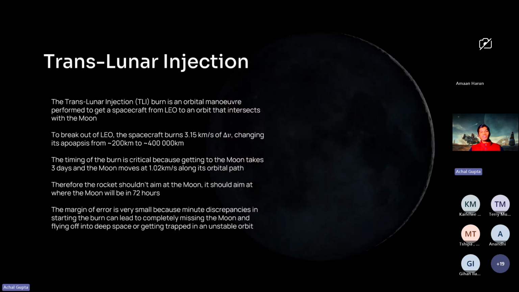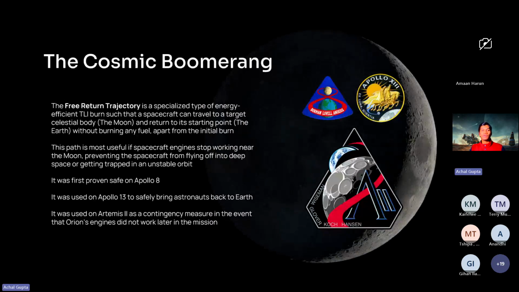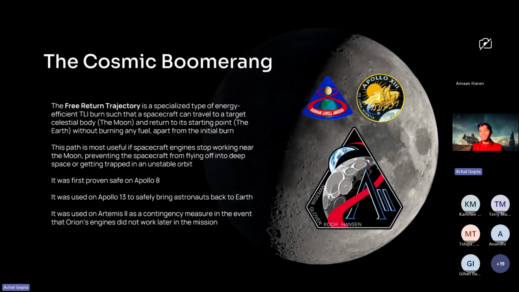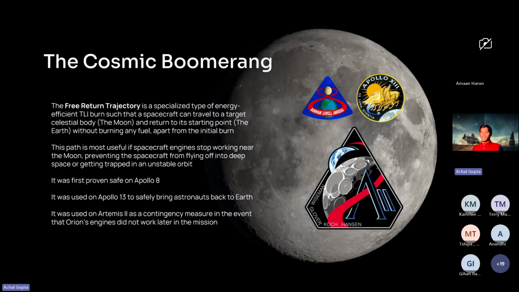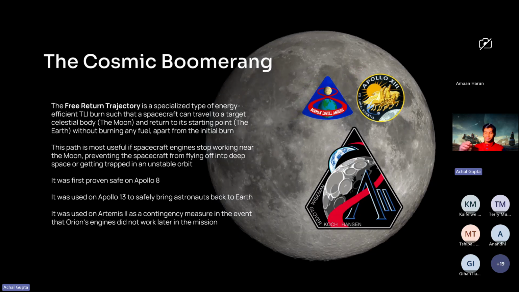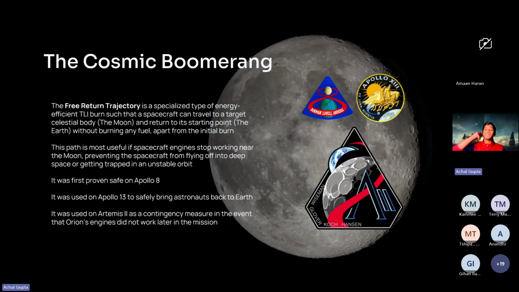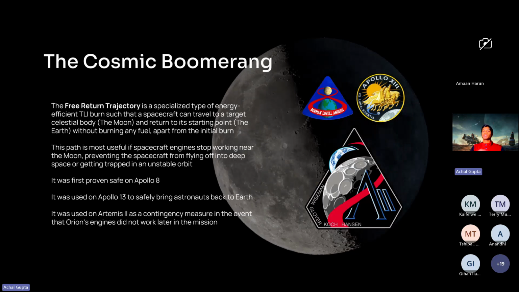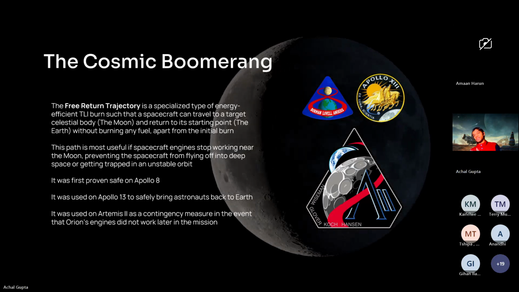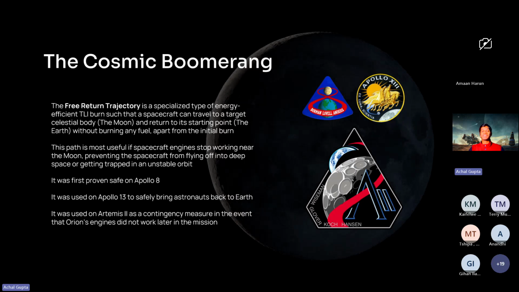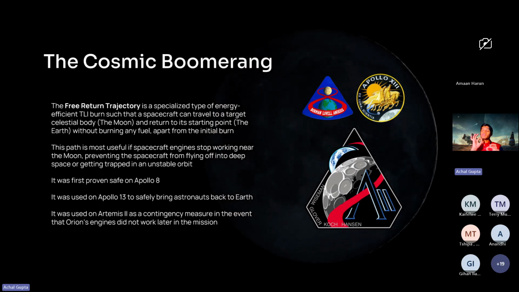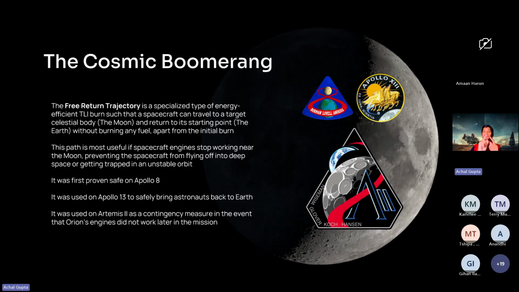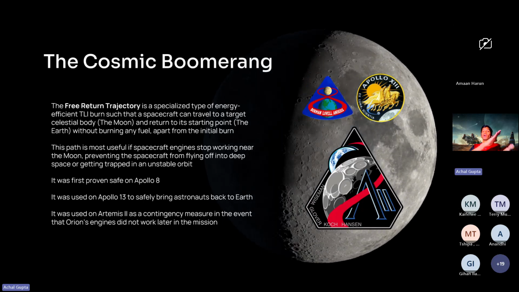Now, I want to mention a very specific type of TLI, and this is the free return trajectory. This is essentially a type of translunar injection burn that gets you on a path to intersect the moon, and then the moon will slingshot you back towards the Earth, such that you will land on Earth safely. The margin for error for this is even smaller, because now not only are you targeting a specific point in the lunar gravitational field, you're targeting a specific point of atmospheric entry on the Earth.